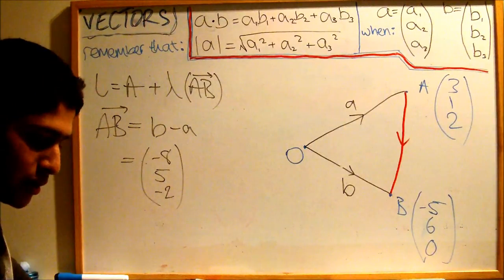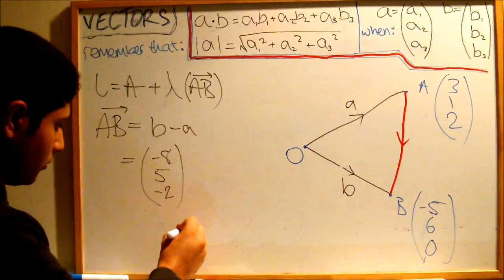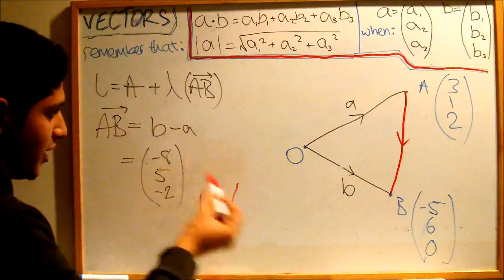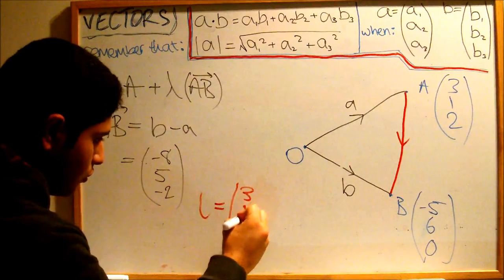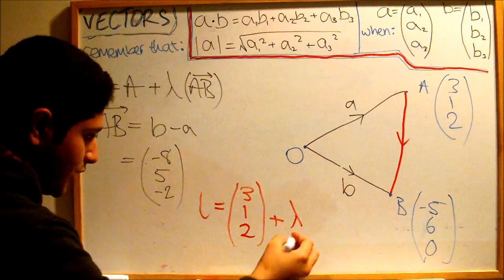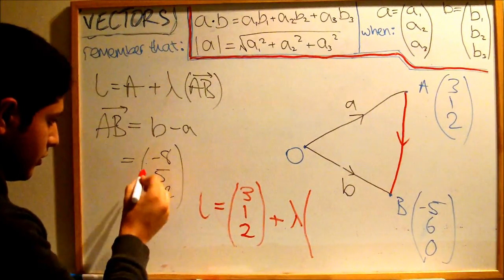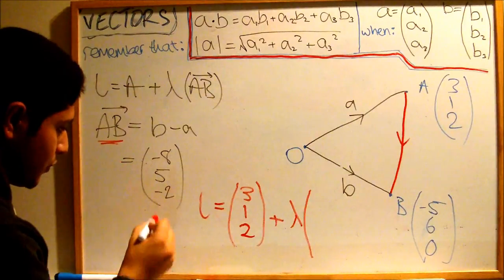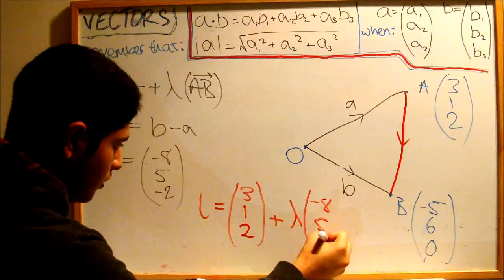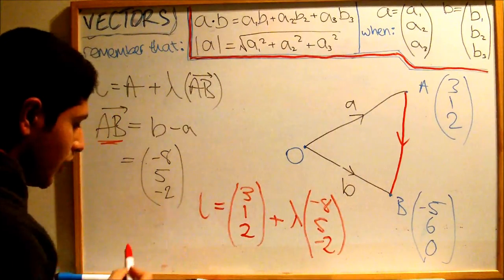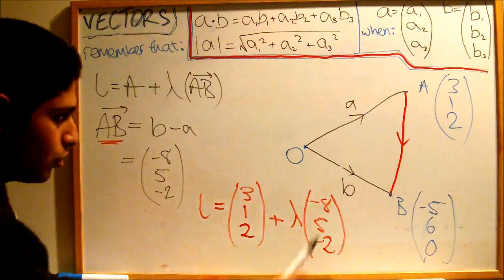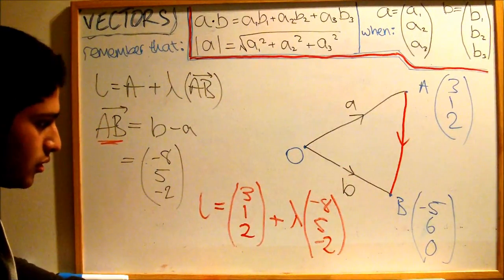So simply put, the line L is equal to A, which is (3, 1, 2), plus any amount of lambda lots of our direction vector AB, which is here, which is (2, 5, minus 2). And that, very simply, is the equation of a line passing through points A and B.